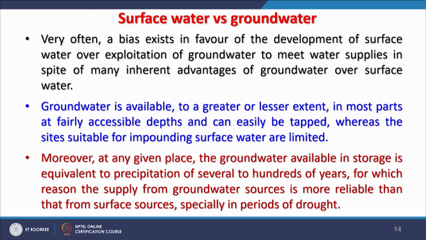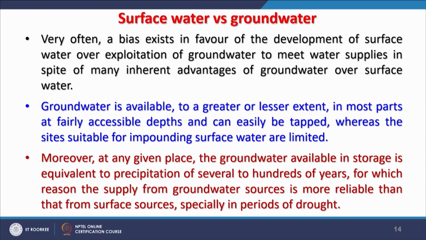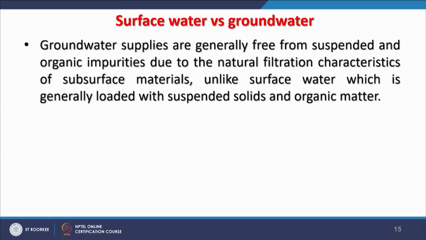Evaporation is also very high with surface water, and in dry seasons or summer months the evaporation is much more, and the storage on surface may become completely empty. So then we completely start depending on the groundwater. So groundwater sources are more reliable than surface sources, especially, as I have mentioned, in periods of droughts or dry seasons or dry months.